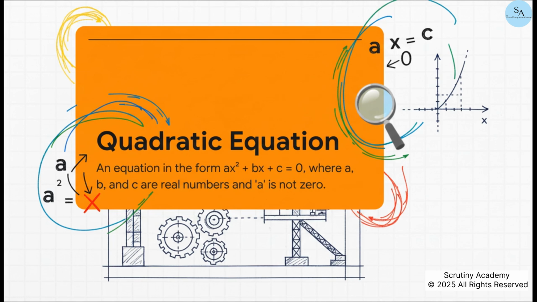Now, the most important rule here, the one you can't forget, is that a can never, ever be 0. Why? Well, think about it. If a was 0, that x squared term would just vanish. And poof, it's not a quadratic equation anymore.